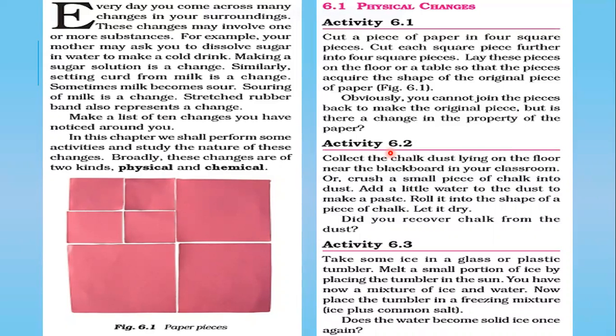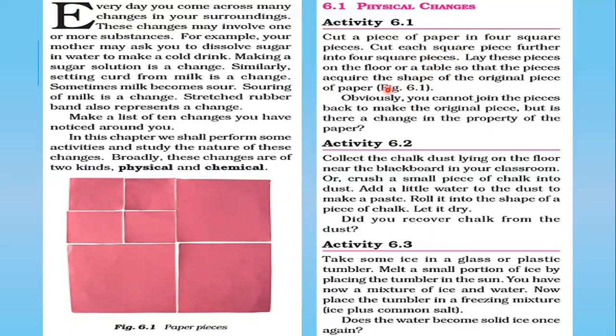Many activities are given in the textbook. We will go through some of the activities. As is given, cut a piece of paper into 4 square pieces. Cut each square piece further into 4 square pieces. Lay these pieces on the floor or table so that the pieces acquire the shape of the original piece of paper. Very simple activity only.